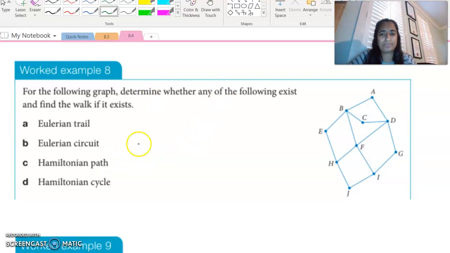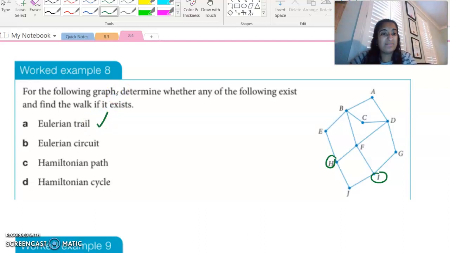So let's have a look and see how many vertices actually have odd degrees. A has 2, so that's even. B has 1, 2, 3, 4, that's even. E has 1, 2, even. H has 1, 2, 3, ooh. J has 1, 2. I has 1, 2, 3, ooh. F has 1, 2, 3, 4, C has 1, 2, D has 1, 2, 3, 4, G has 1, 2. So it has 2 vertices with an odd degree. Okay, so this means that an Eulerian trail will exist, and we can now figure that out.